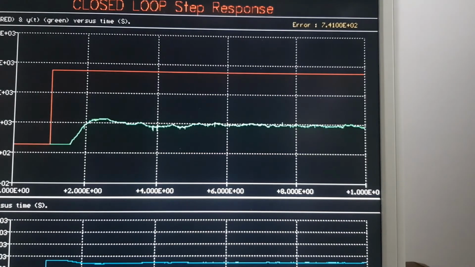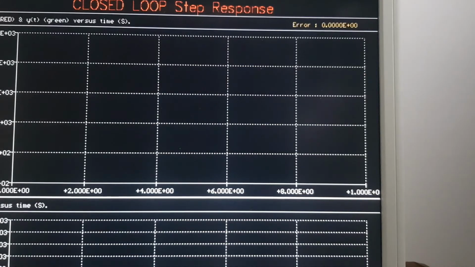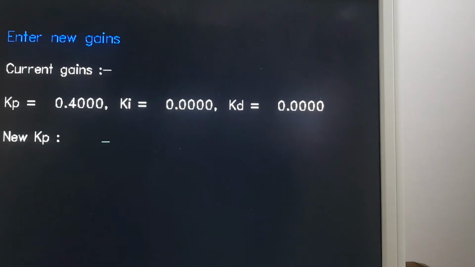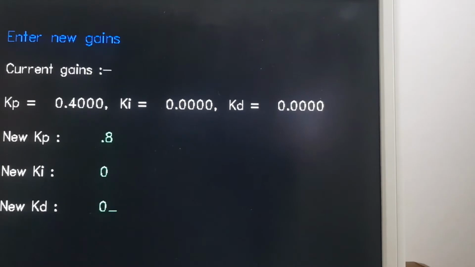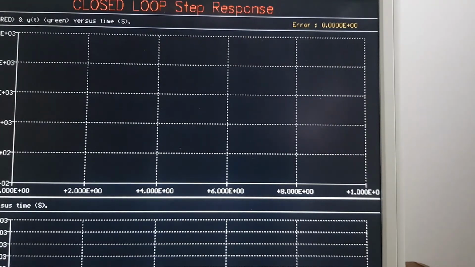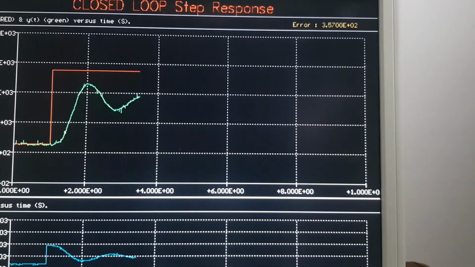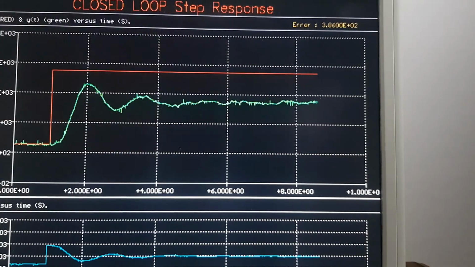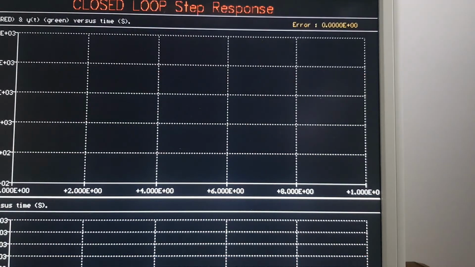Now what we should notice is as you increase the proportional gain, the steady state error reduces, but it also becomes more oscillatory. So if we change the gain now to 0.8, putting my Ki and Kd as 0, this is the proportional control with a gain of 0.8. Notice now the steady state error, that's this distance here, is a bit smaller, but this time it's a bit more oscillatory. So it's improved on the previous response.